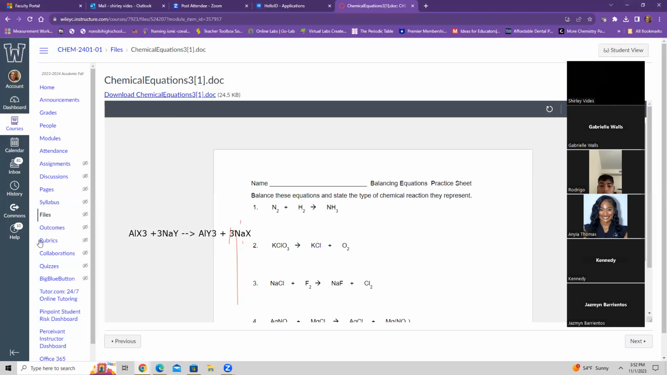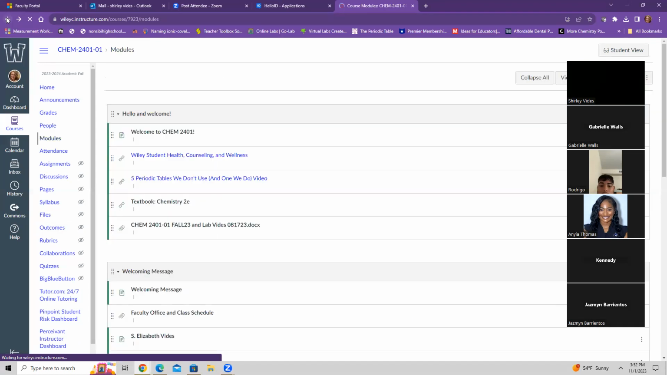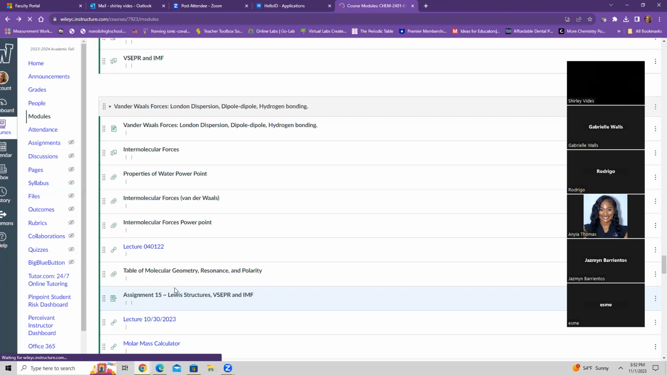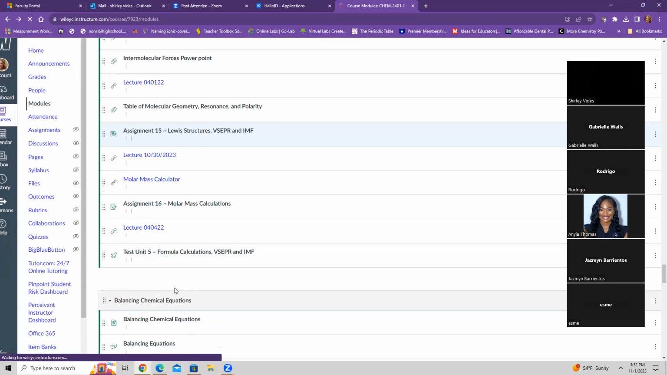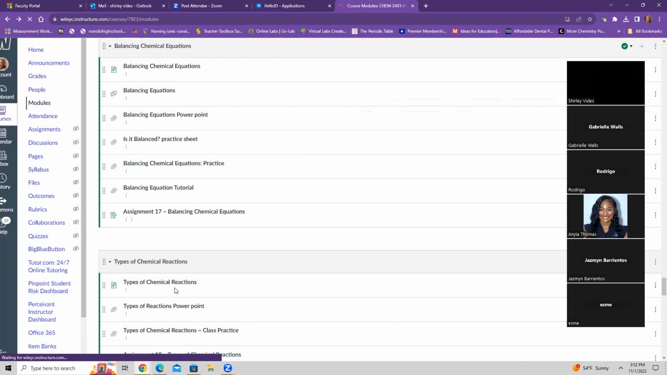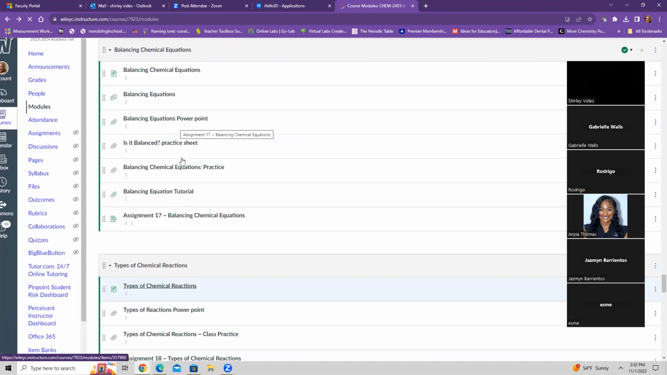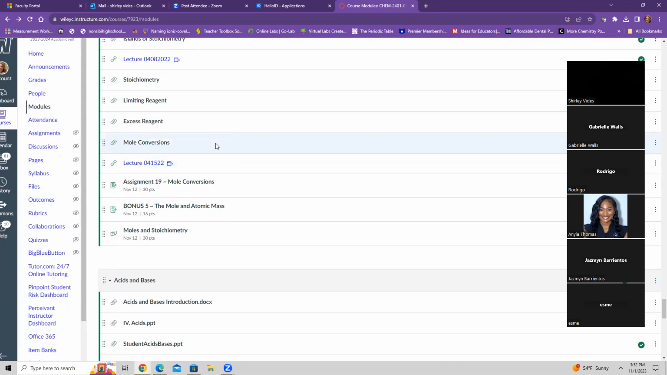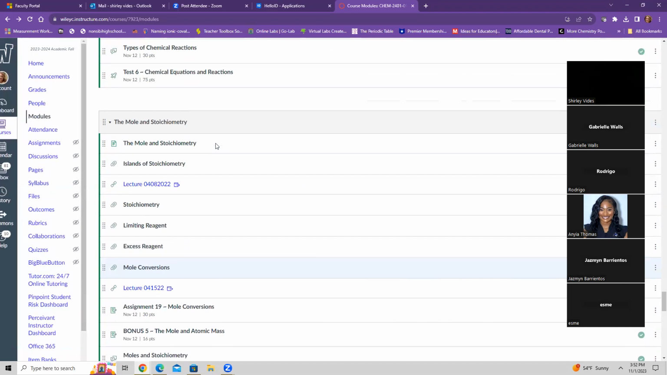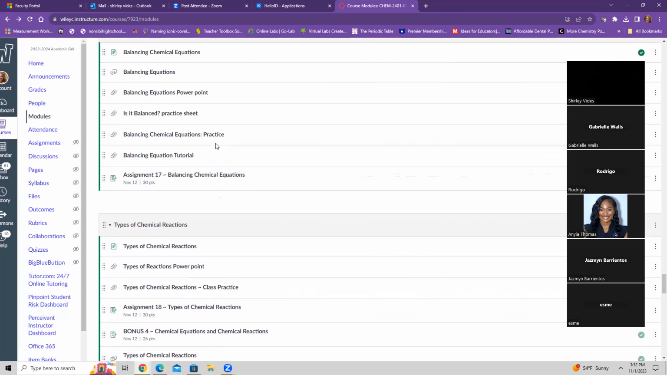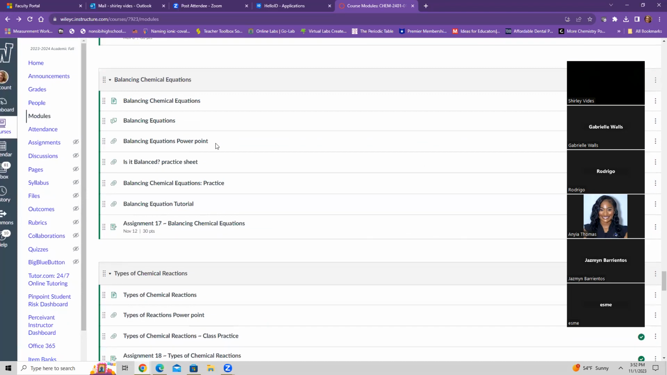Oh, I need to erase that thing. Okay, which is found right here. Hold on, let me go back out of this. Right here in the tutorial. It'll say Balancing Chemical Equations Tutorial. It will not allow me to show it to you. It keeps moving. Okay. Right there.